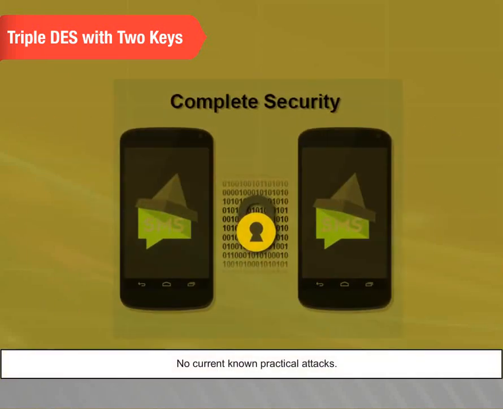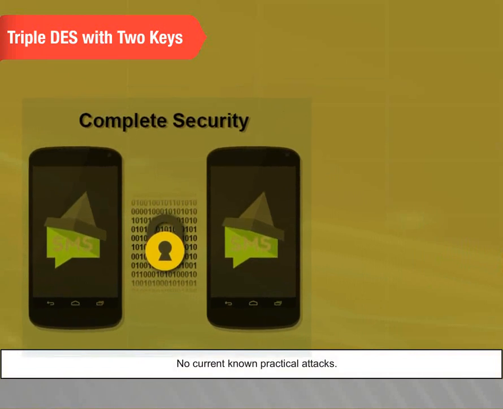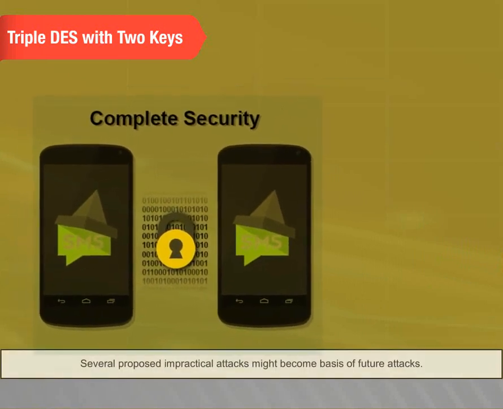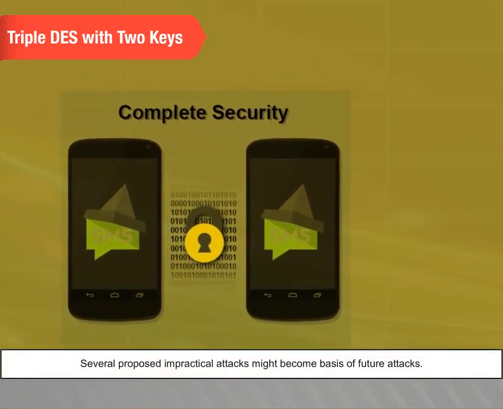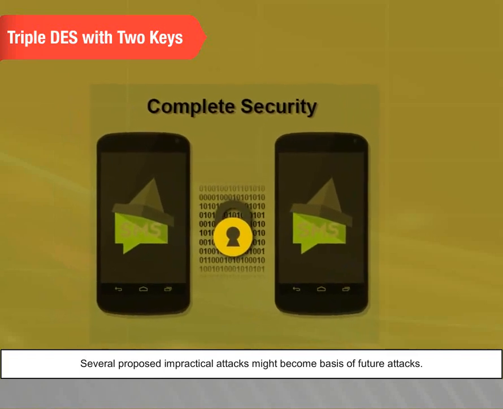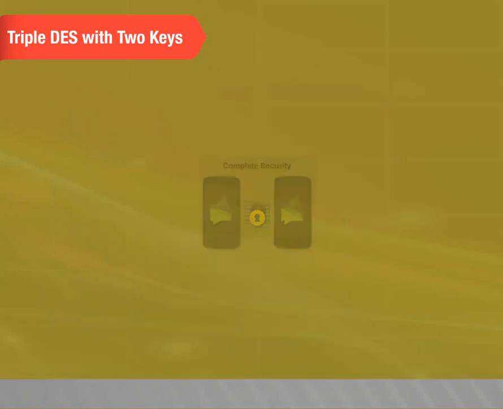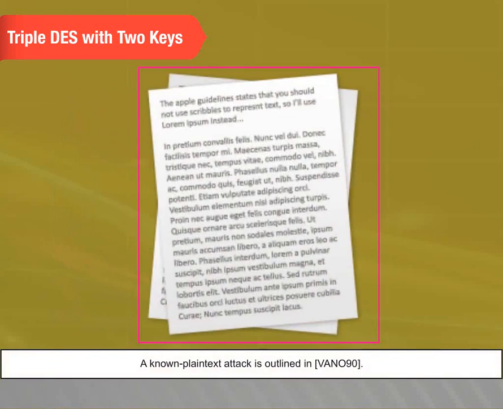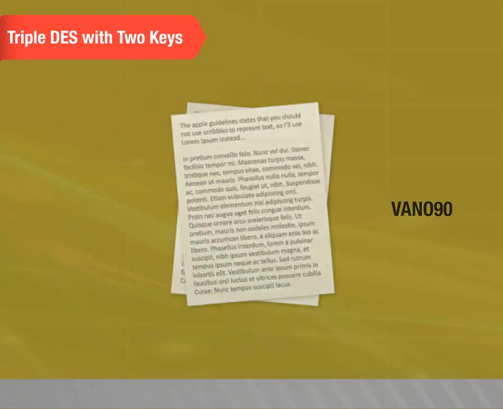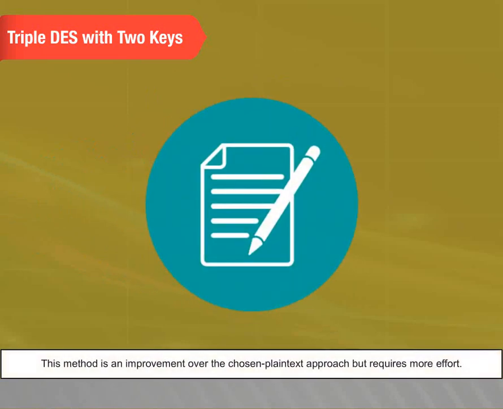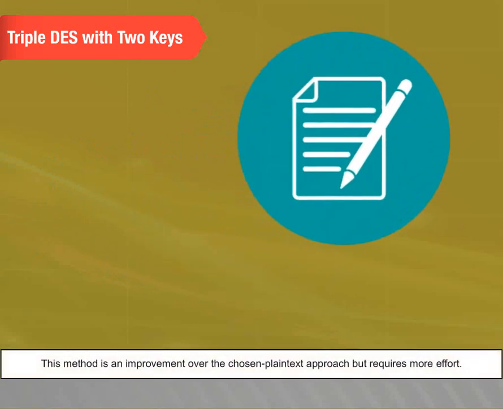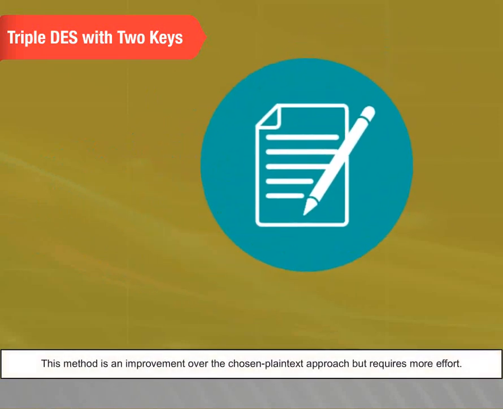No current known practical attacks. Several proposed impractical attacks might become the basis of future attacks. A known plaintext attack is outlined in [Merkle-Hellman 81]. This method is an improvement over the chosen plaintext approach but requires more effort.